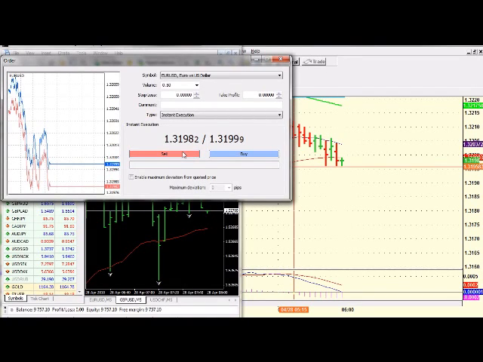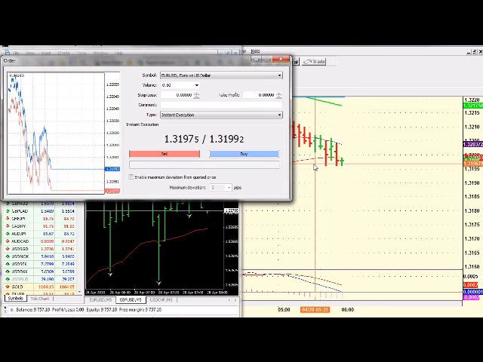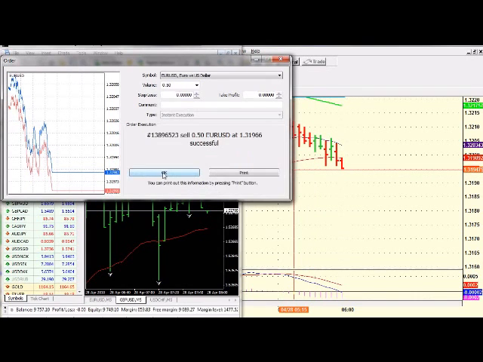Seems a little stubborn. Doesn't seem to want to break that low. But we just need to be patient, because if it doesn't break that low, we're not going to take the trade. And it's a very good indication of its momentum, because as you can see, it's gone to this level twice now. There we go. Sell. Let's get into that order.